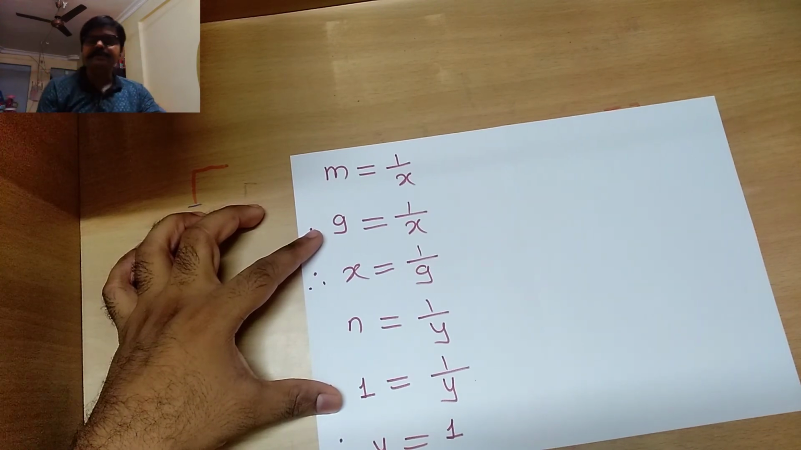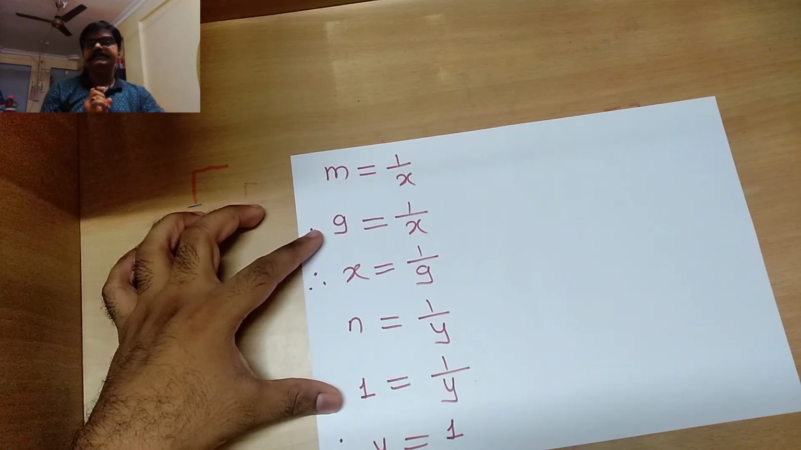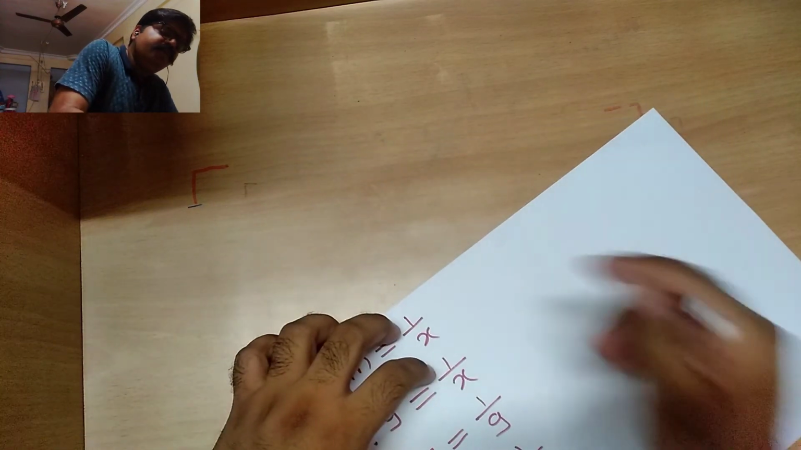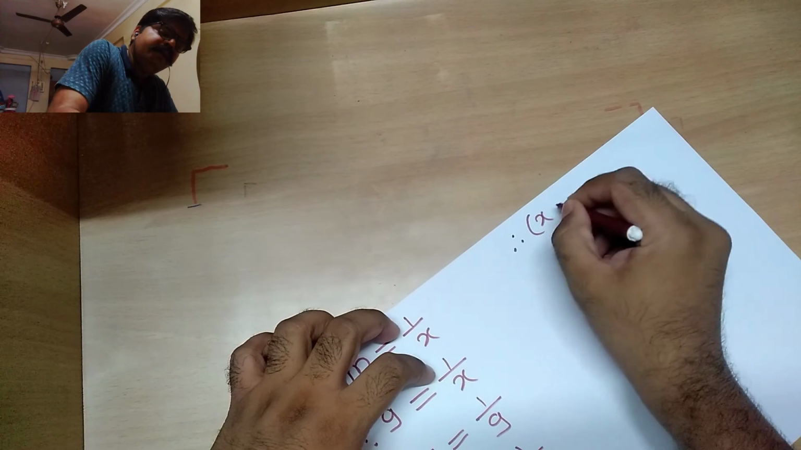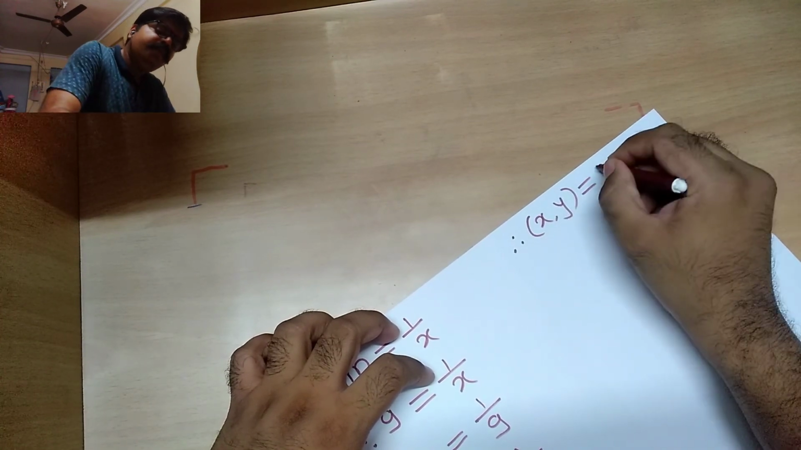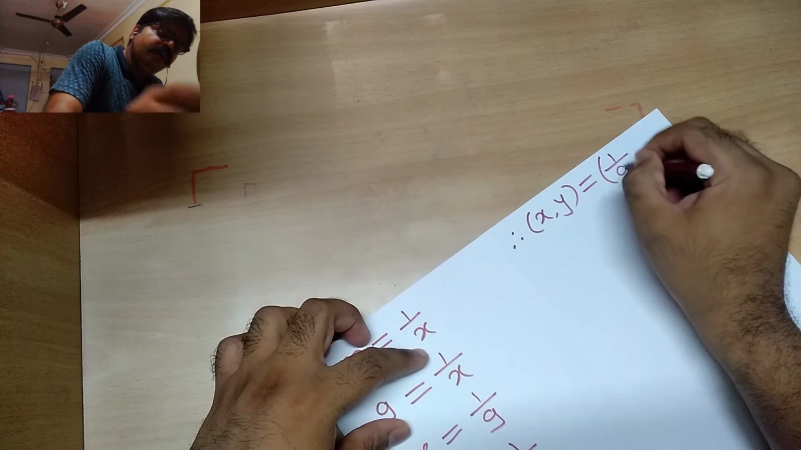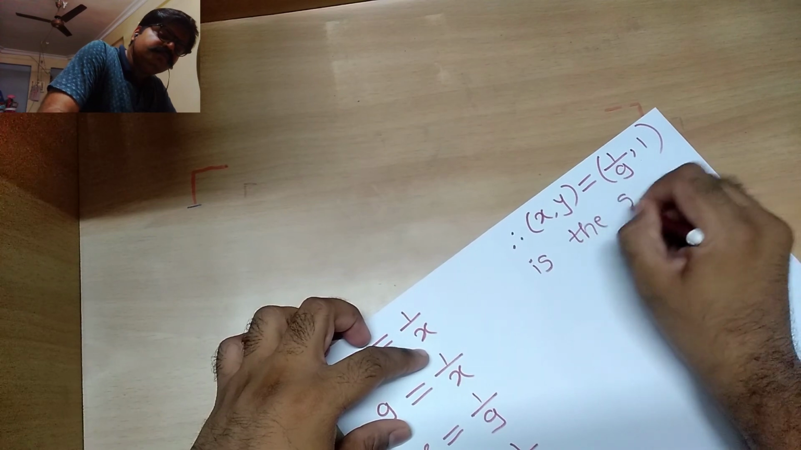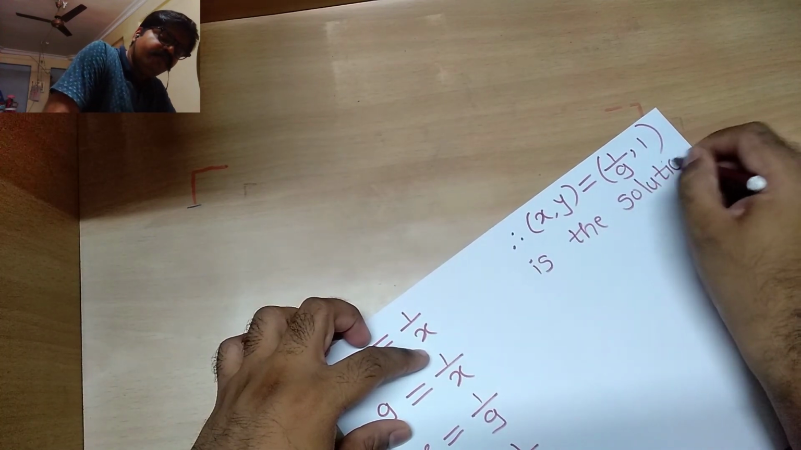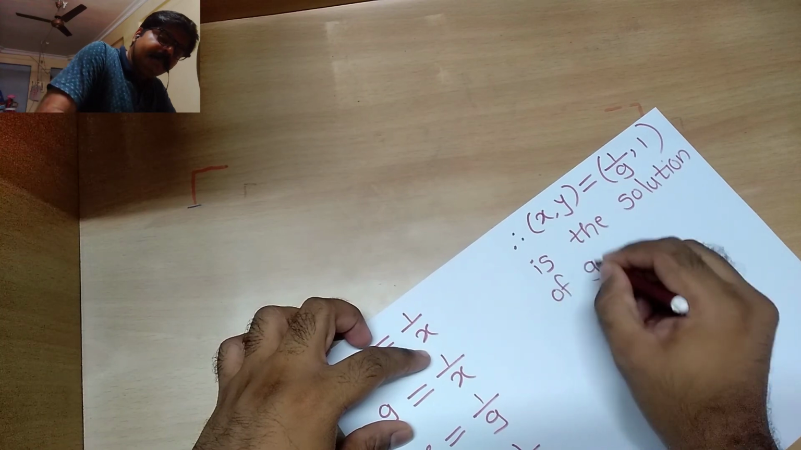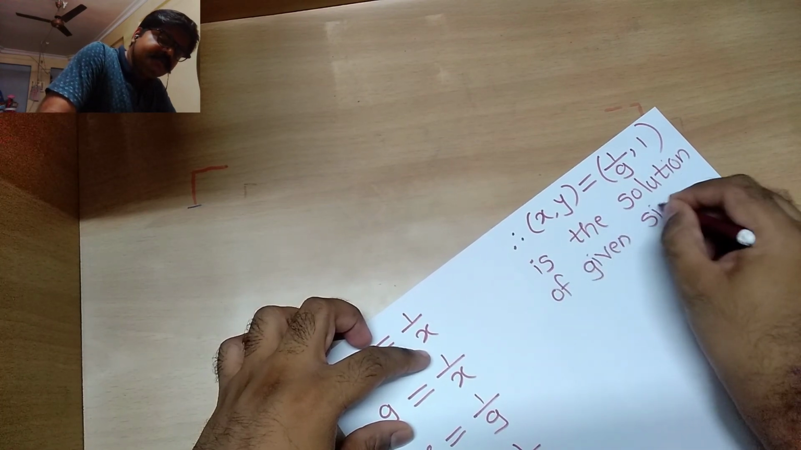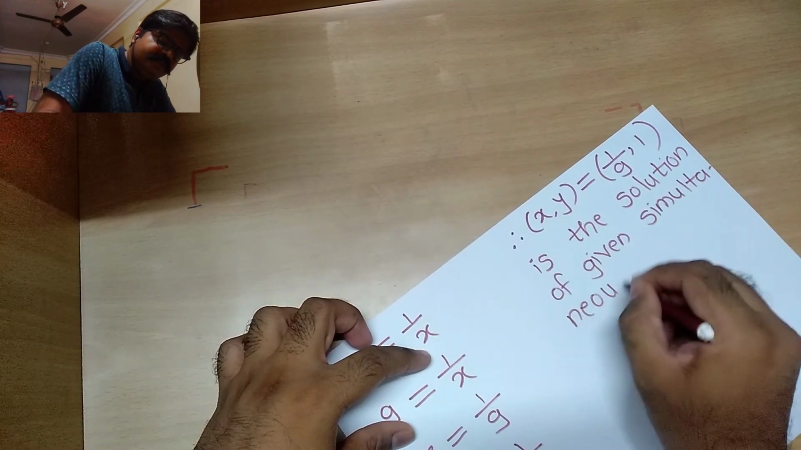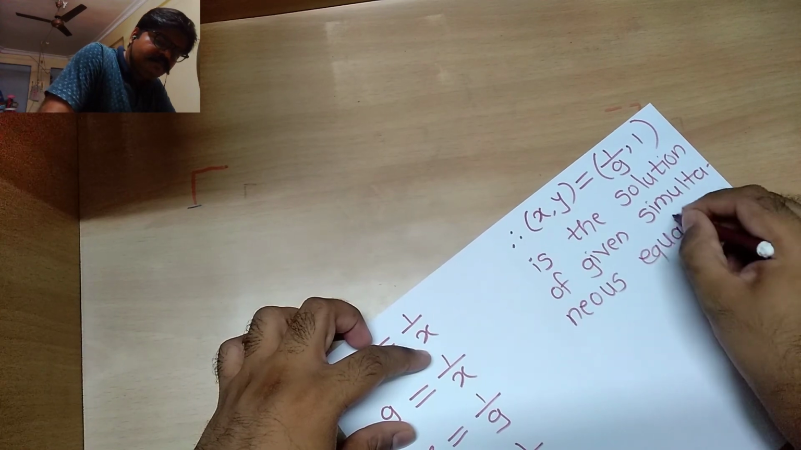Therefore this x and y's value we have calculated. Now this can be considered as our final answer. That is what we are going to write now. Therefore x comma y is equal to 1 upon 9 comma 1 is the solution of the given simultaneous equations. That's it.